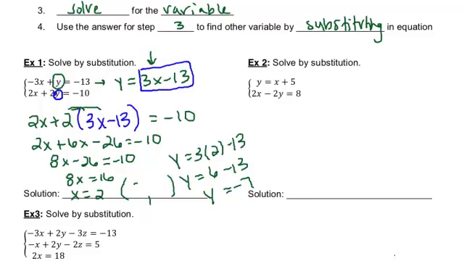Our x value is 2. Our y value is negative 7. Again, we can go back and check by plugging these values back in to make sure that they both work. Our second example, again, we're solving by substitution.